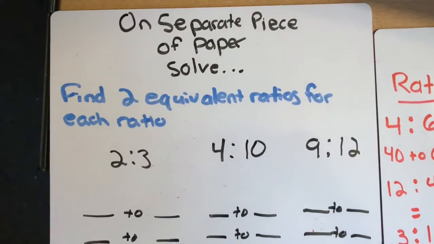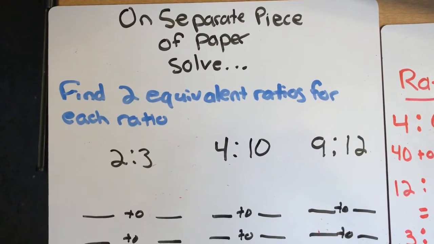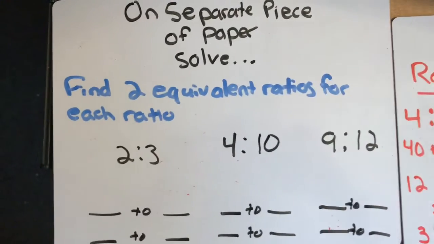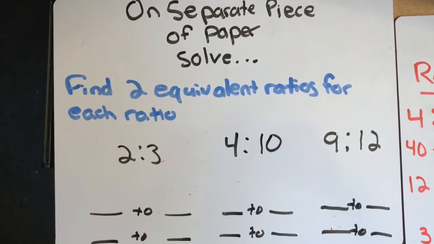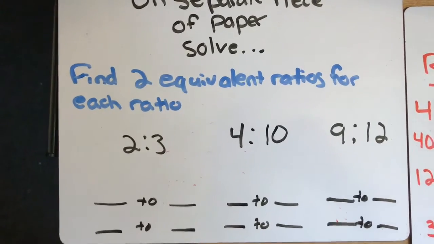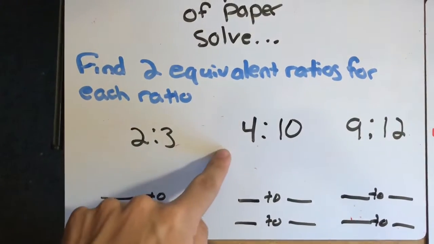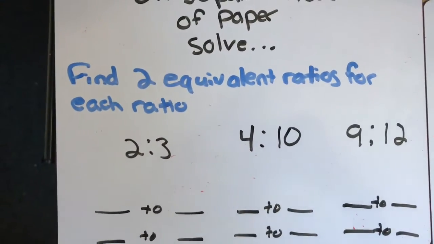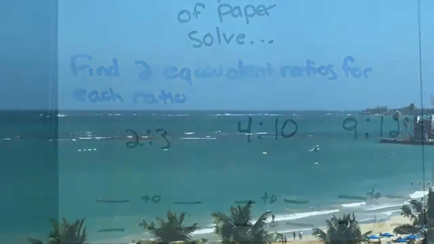Now it's time for some practice. On a separate piece of paper, solve the following. Find two equivalent ratios for each ratio given below. 2 to 3, 4 to 10, 9 to 12. Remember what it means to be an equivalent ratio.